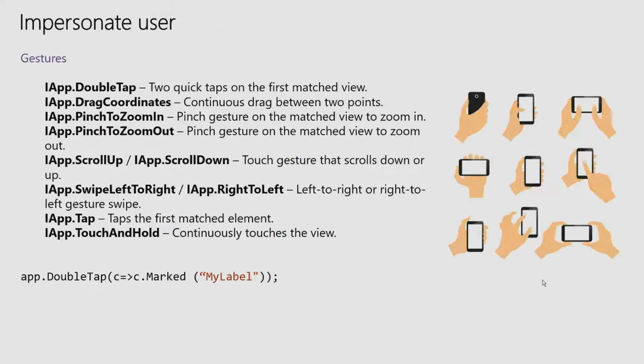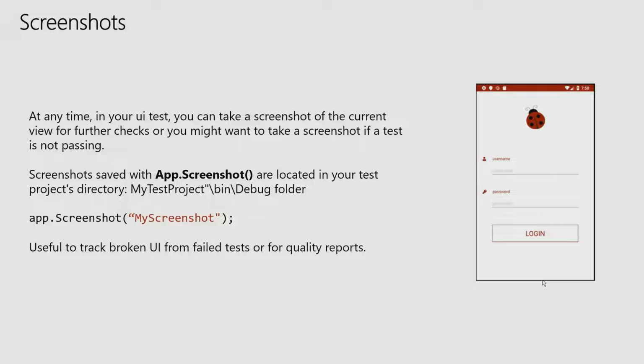You can also use every gesture like double tap or swiping, touch and hold. It depends very much on your application. And from inside your UI test, you can also do some screenshots. So for example, if some asserts are not okay for you, you want to see maybe something, so you do the app.screenshot and create a screenshot for that specific page.